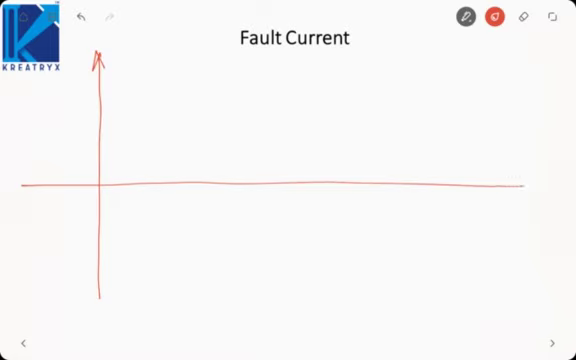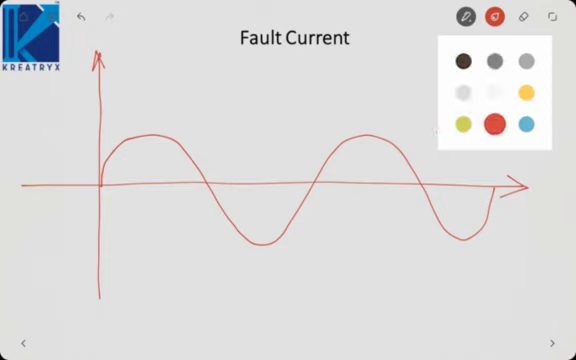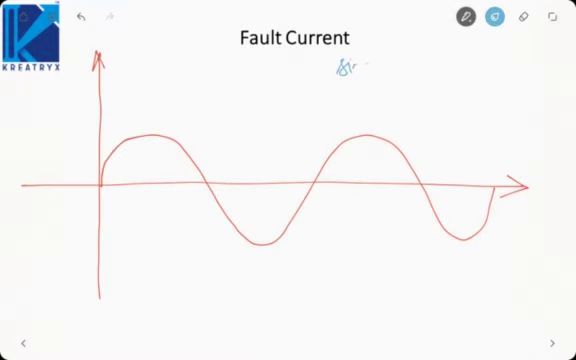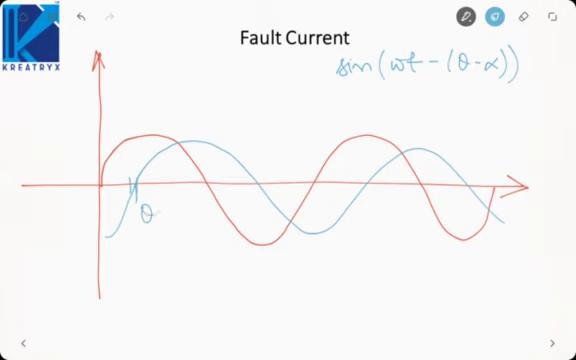Why symmetrical? Because it is symmetrical about the x-axis. So the sine curve will be something like this. But we have sin omega t plus alpha minus theta. That I can also write as sin omega t minus theta minus alpha. That is a right shift by theta minus alpha. So it will be like this. This angle will be theta minus alpha. So this is my symmetrical fault current Vm by mod Z sin omega t plus alpha minus theta.